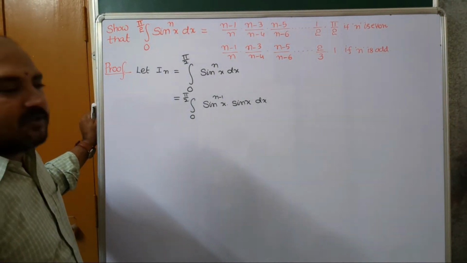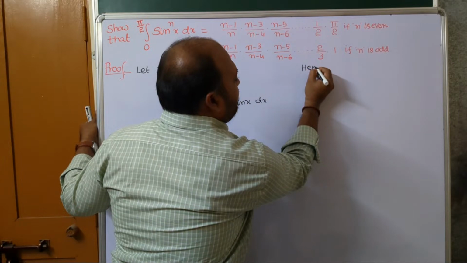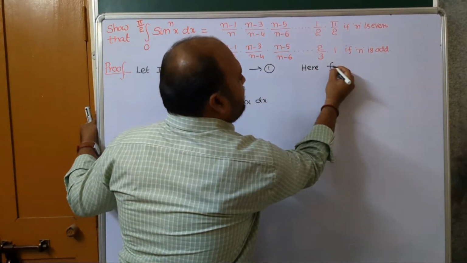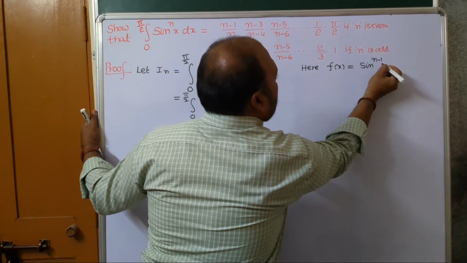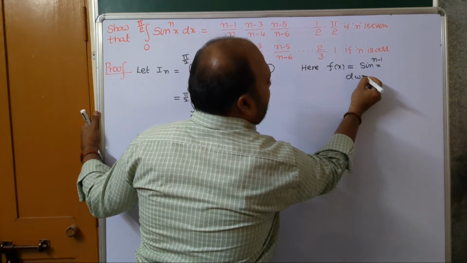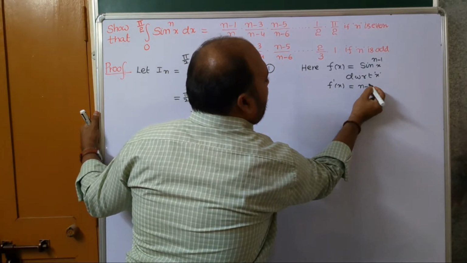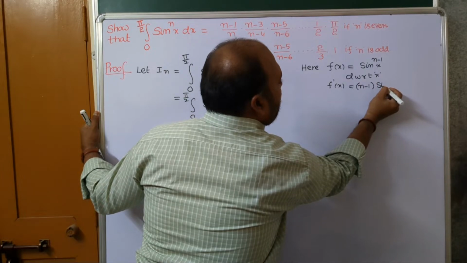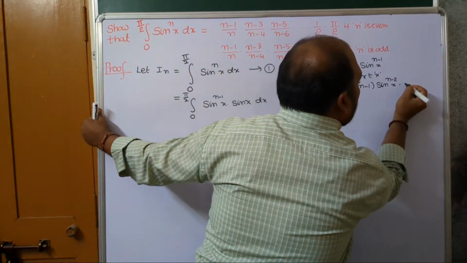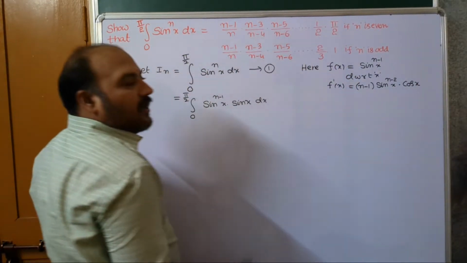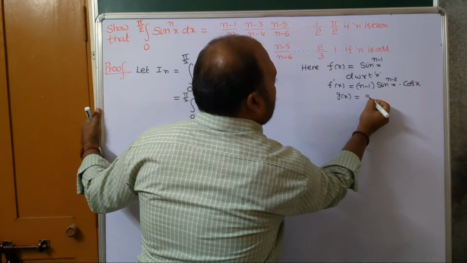integration by parts. So here this is f of x, this is g of x. Here you have to mention that f of x is equal to sine power n minus 1 x. Differentiate with respect to x, f dash of x equals n minus 1 into sine power n minus 2 x, n minus 1 minus 1. Again sin x you have to differentiate, cos x, that is f dash of x. Next, g of x value is equal to sin x.